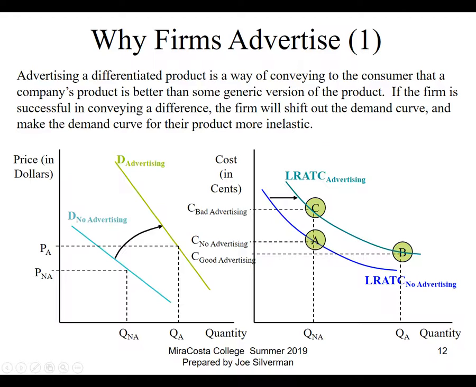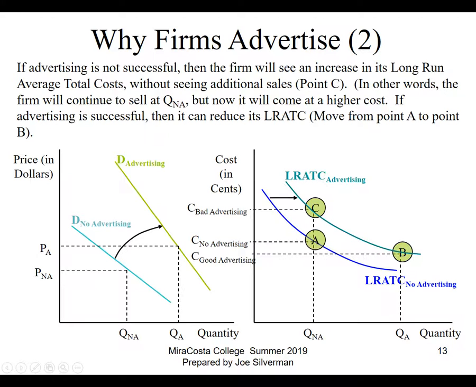So that's not good. But on the other hand, if you were to choose a firm that really knew what they were doing, and let's say it shifted out your demand curve on the left graph to the right and made it more inelastic, then that would be good because now maybe you could charge a higher price and sell a higher quantity. And if you are able to actually sell a higher quantity, even though you're on this higher long run average total cost curve, because there's a certain amount of economies of scale, you'll be over here at B instead.